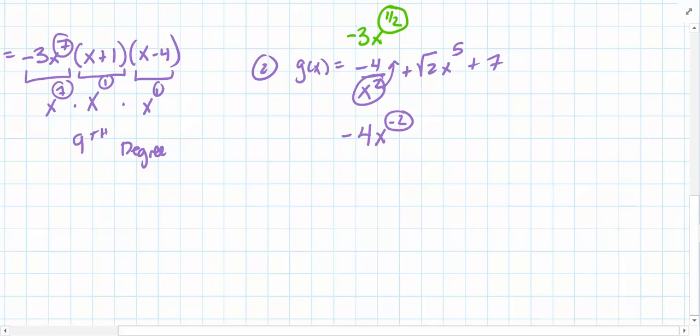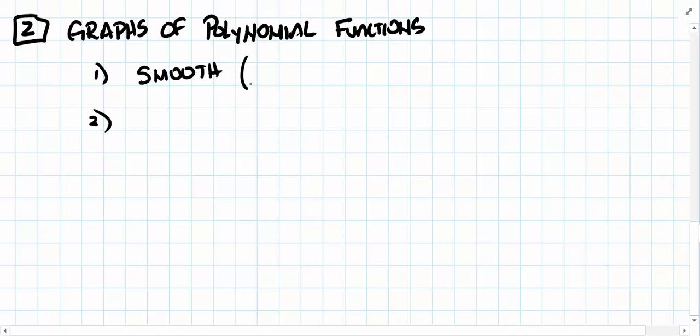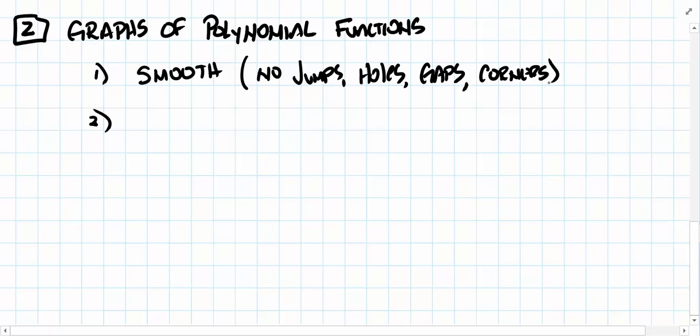Okay, when you're taking a look at the graphs of polynomial functions, which we're going to do in a little bit, there are two characteristics that really define them quite well. And the first one is that graphs of polynomial functions are smooth. So what do I mean by the word smooth? They're smooth. That means that there's no jumps, right? There's no holes. There's no gaps. There's no corners. Okay, they are just really, really smooth. There are other words that describe them, but the main idea is that a polynomial function is really, really smooth.